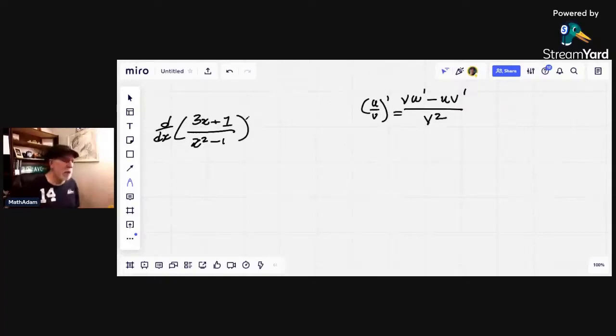Quotient rule. So this top thing, that's our u. This bottom thing, that's our v. We'll put v squared all in the bottom. It's going to be this thing all squared. Okay, x squared squared minus 1 squared. So that's going to be plus 1.